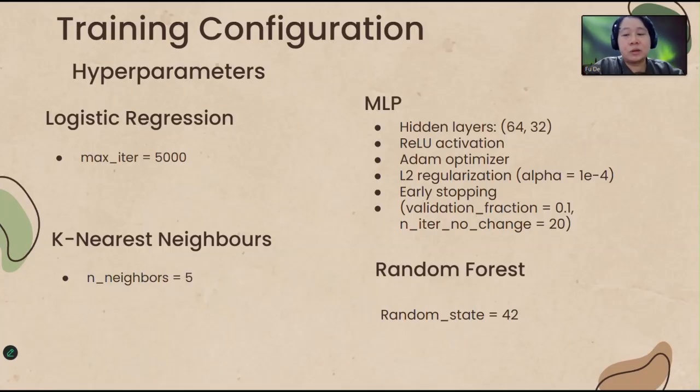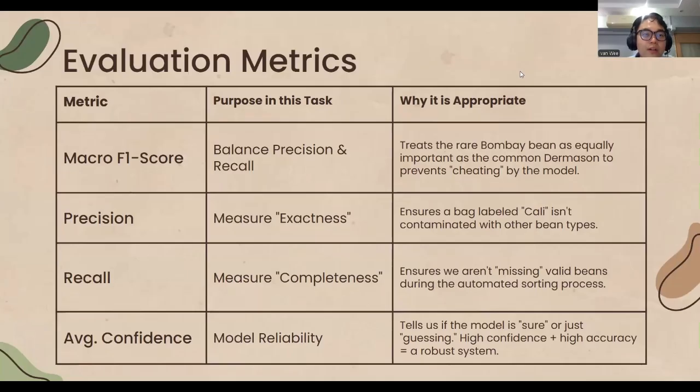For our random forest, we set random state to 42. For our evaluation framework, we use macro metrics because our bean classes are imbalanced. With Sira being much larger than Bombay, we prioritize the F1 score. This ensures that every bean class is treated with equal importance to prevent the model from cheating.